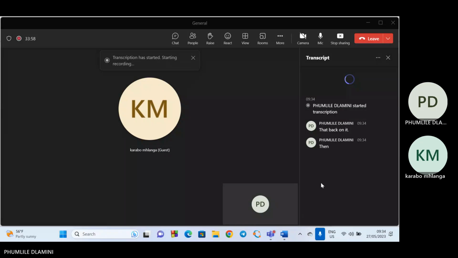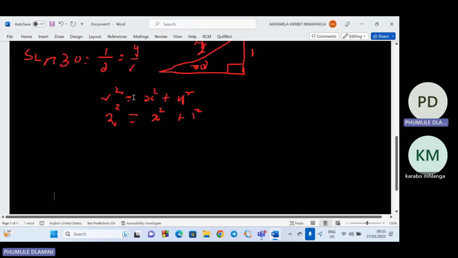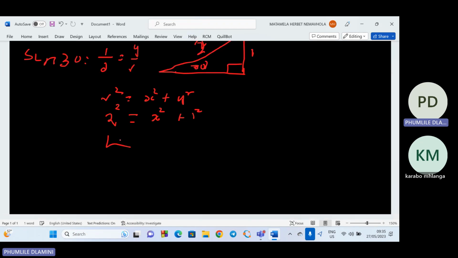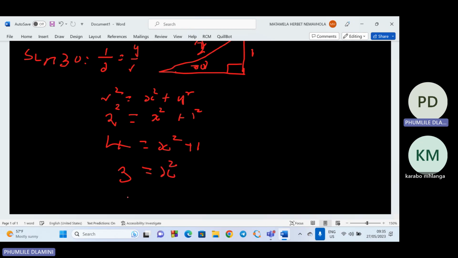Flip back on it. Now when this is x squared, the way we have written it there, it's going to be 4 equals x squared plus 1, which you can take 1 to the other side. We're left with 4 minus 1 is 3 equals x squared. We can apply the square root both sides. Then our x is going to be equal to square root of 3. So it means that our r equals square root of 3.